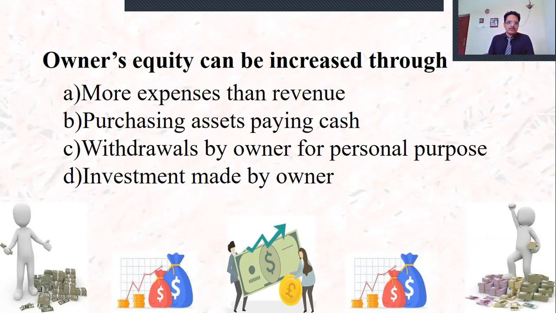So more expense, revenue wrong. Purchase asset, paying cash, no. Purchase asset and cash, no. Equity is related only to investment, revenue or profit, and the decrease in equity comes from expenses or losses, and also withdrawals. So withdrawals by the owner for personal purpose, no increase, it is only decrease. The last one is the correct option.